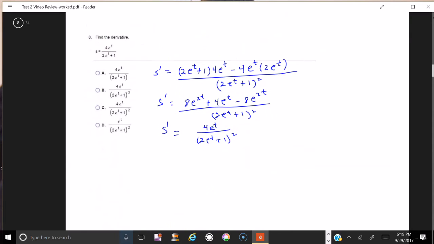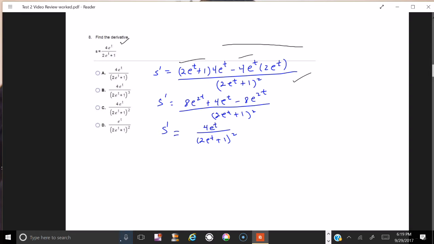We have another one in which we need to use the quotient rule. So again, it's the denominator 2e to the t plus 1 times the derivative of the numerator, which is 4e to the t, minus 4e to the t times the derivative of the denominator, which is 2e to the t, divided by the denominator squared.